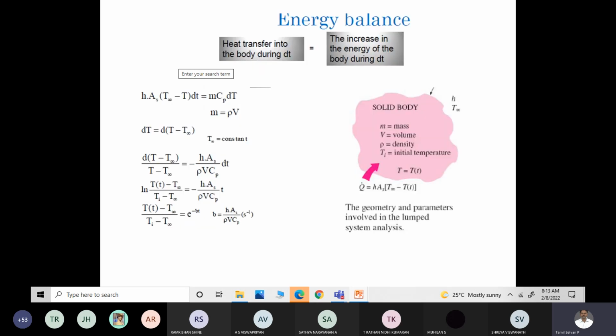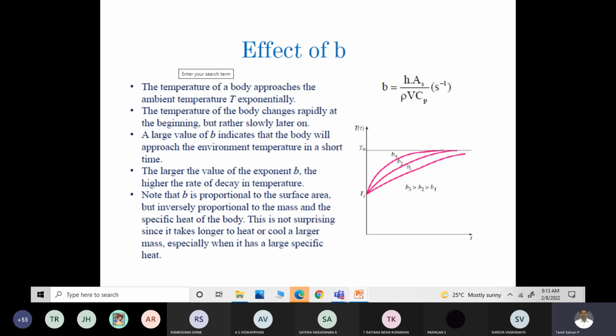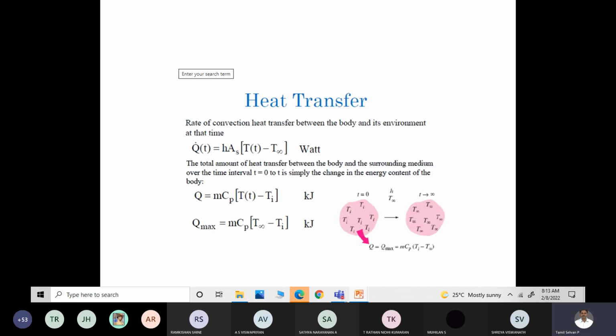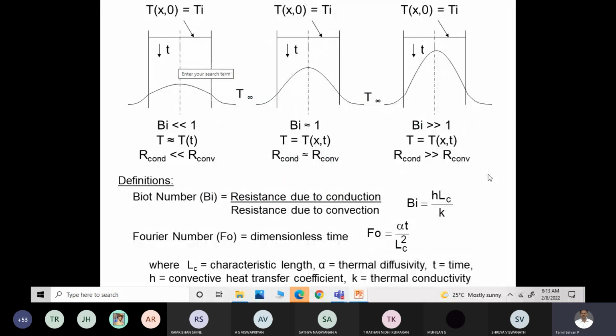For a lumped system, the combination of these two is the Biot number, where Biot number equals hL by k. If the Biot number is less than 0.1, we assume it as a lumped system. When it is greater than 0.1 up to 100, we assume it as an infinite solid. When it tends to infinity, we assume it as a semi-infinite solid.